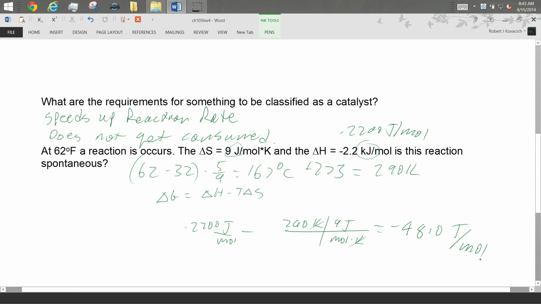Is that right? It doesn't feel right. I think this calculator is a bad calculator. Definitely a bad calculator. All right, so negative 2200 minus 2610. Oh, maybe it's not a bad calculator. Oh, I guess that's right. 4810.